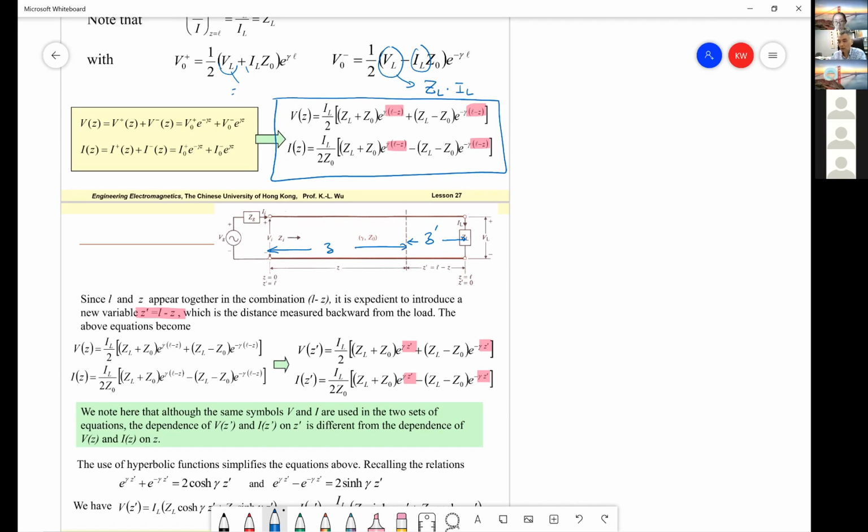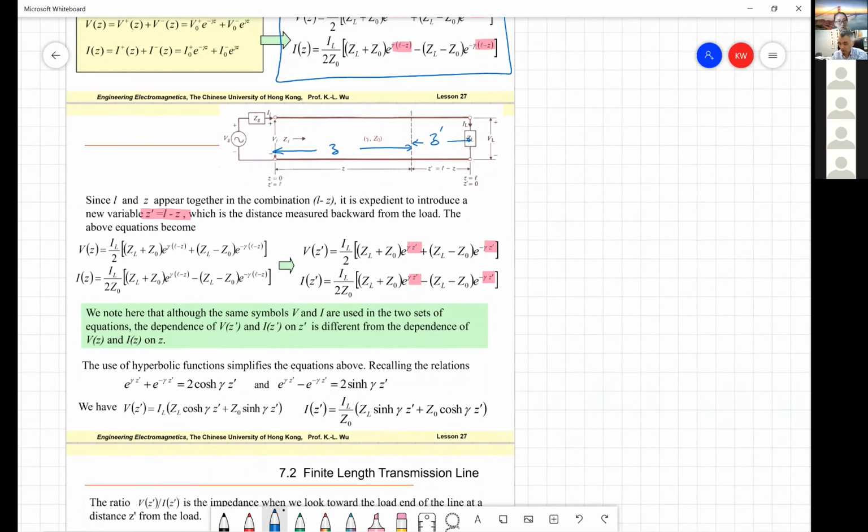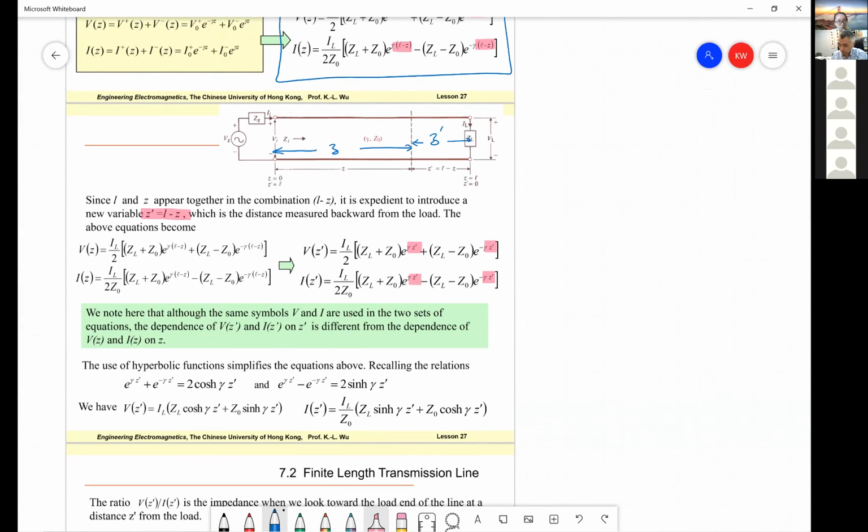Okay, you see, so that measures the distance from the transmitter. Z prime measures the distance from the load, okay, from the load. So we think this is more convenient. This is more convenient. So far, let's stop here, okay?